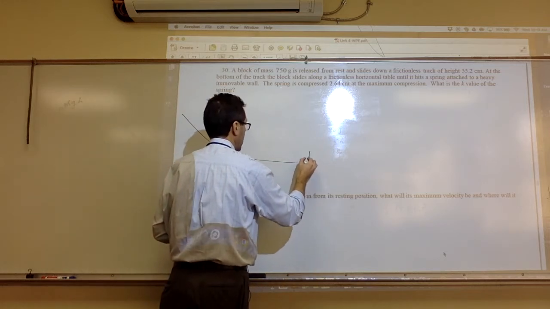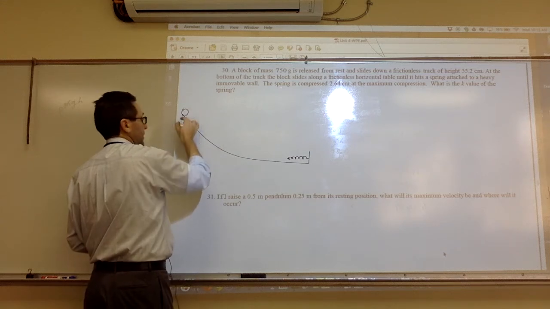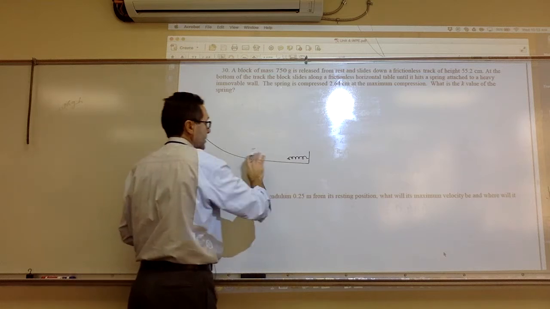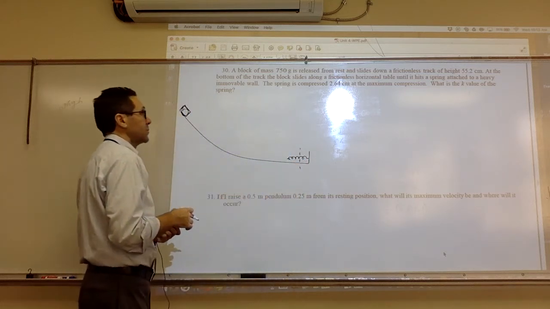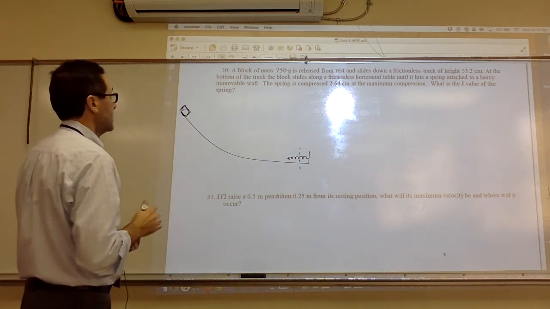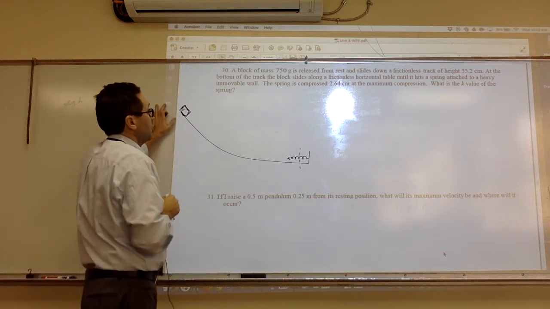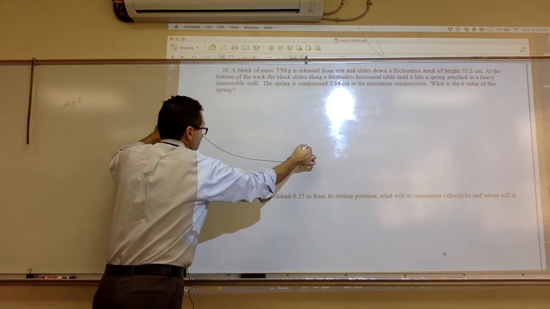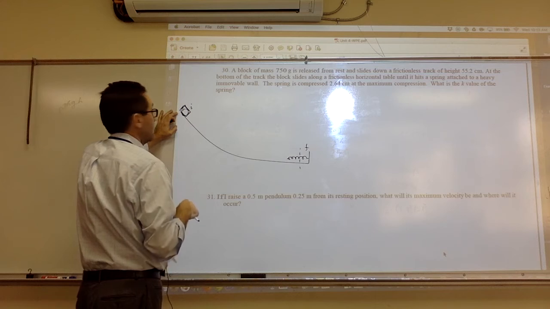Here's a wall, here's a spring. You let a block go down here and slide in. It's going to hit it, compress it to here maybe, and stop, and then bounce back. So I think the way we should do this is to look at this as my initial state, and my final state is when the spring is fully compressed.